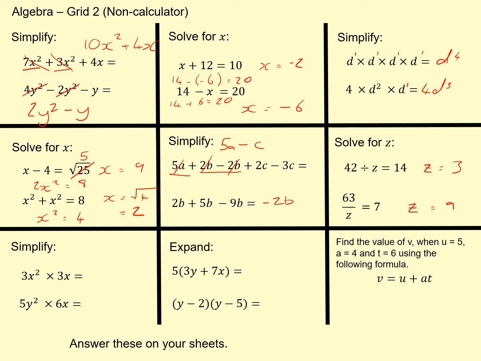Next up, some more simplifiers where I can multiply the numbers together. So 3 times 3 is 9. x squared times x, x cubed. Because remember, x on its own is really x to the power 1.